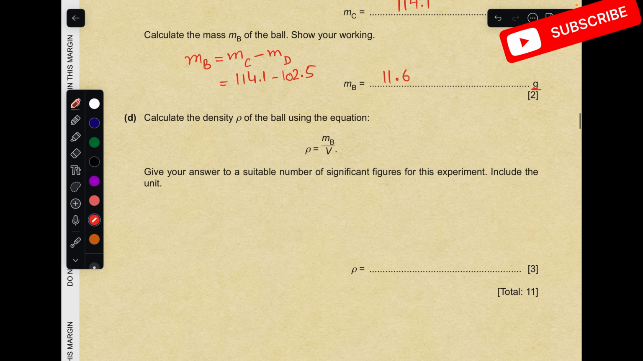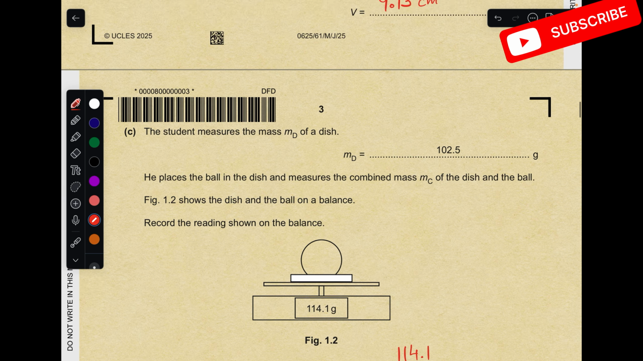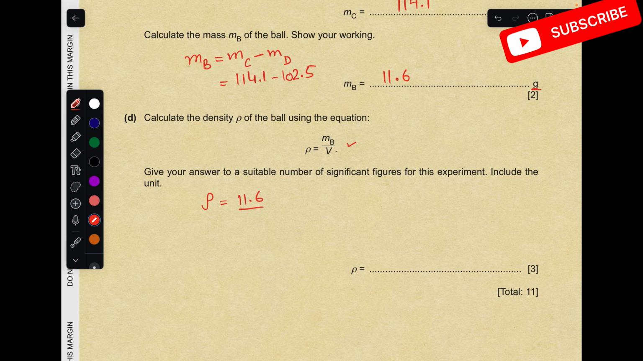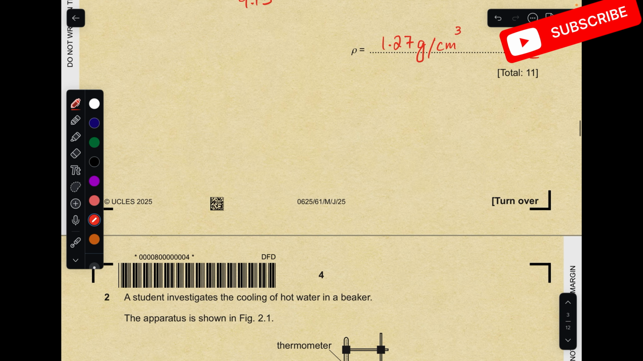In part D, calculate the density of the ball using the equation. The equation is given. You just have to put the values. So density: mB is 11.6, and volume I have also calculated, there it is, 9.13. Do the calculation, you will get 1.27. It's a 3 mark question and they're asking to include the units. So mass was in grams and volume was in centimeter cubed, so it will be gram per centimeter cubed. So we are done with the first question.